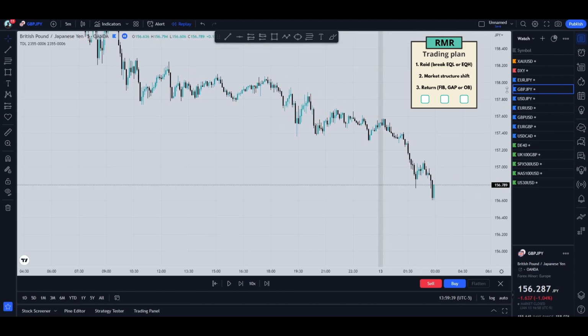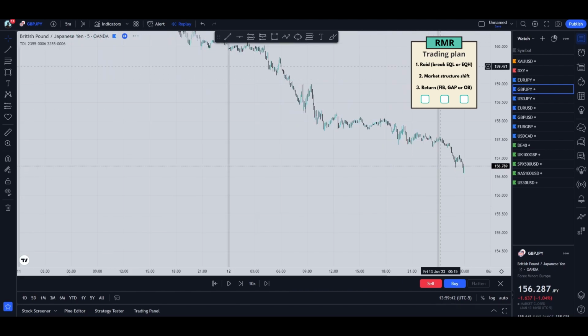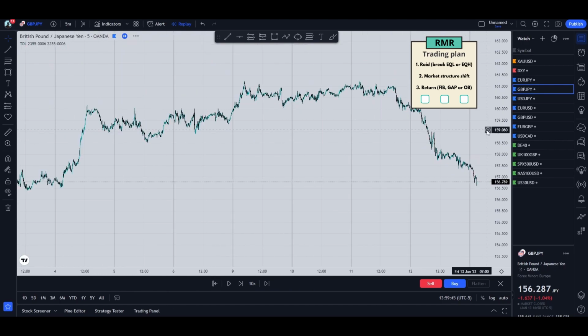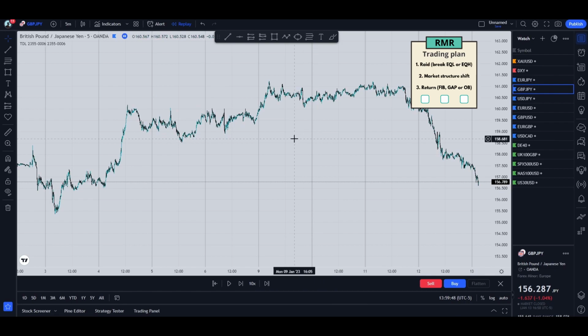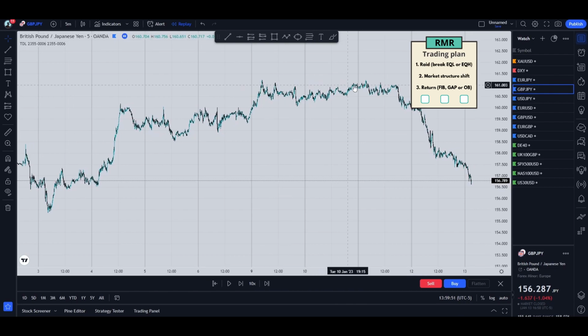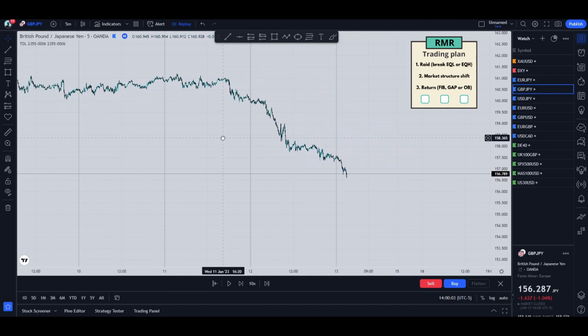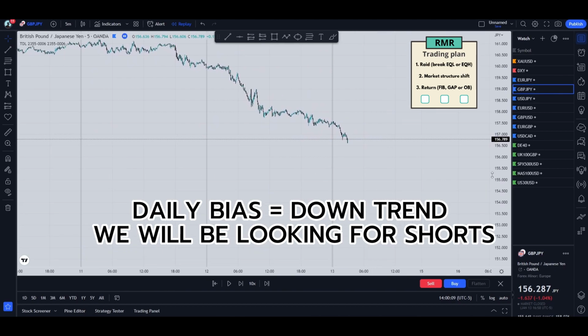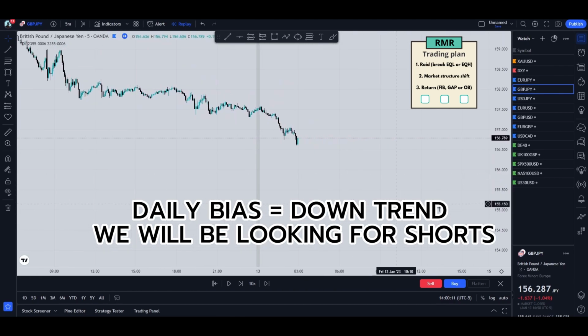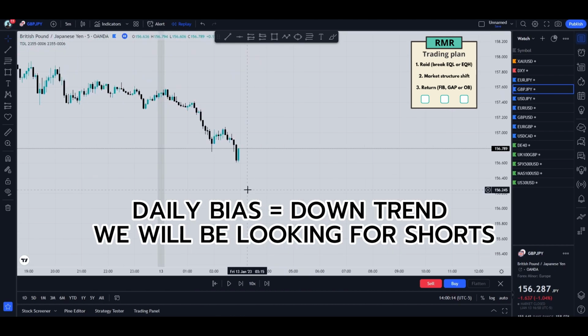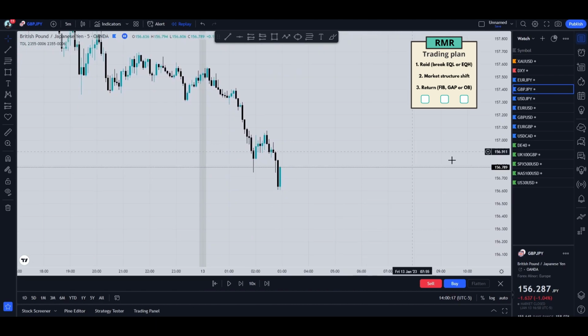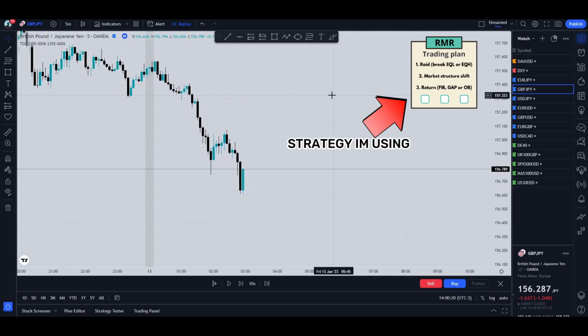So first of all, I will look for the bias, and my bias is that we are in a downtrend. If we look at this current market structure, we see that from the 9th to the 11th, we had some equal highs, and we finally broke below this market structure right here. And we are currently in a downtrend from the 11th here to now. So my daily bias would be that we are going down, and I'll be looking for some shorts if I see a break of some highs and some liquidity be taken out.